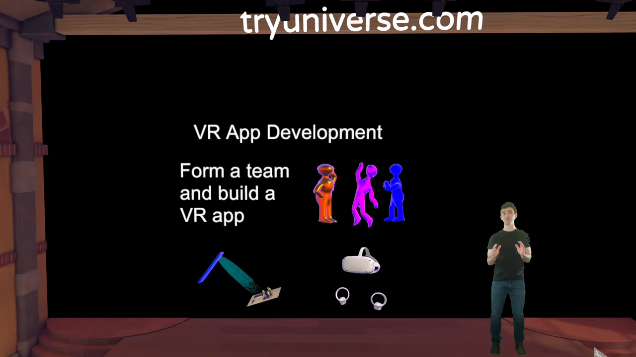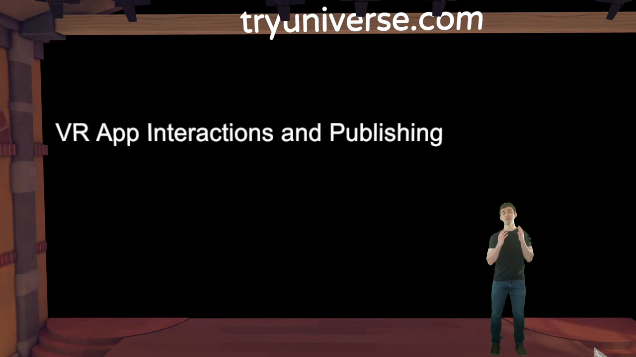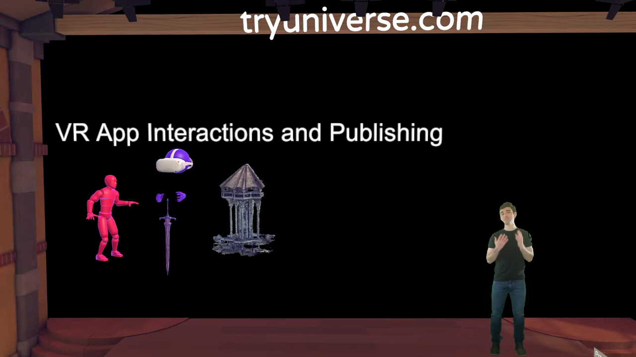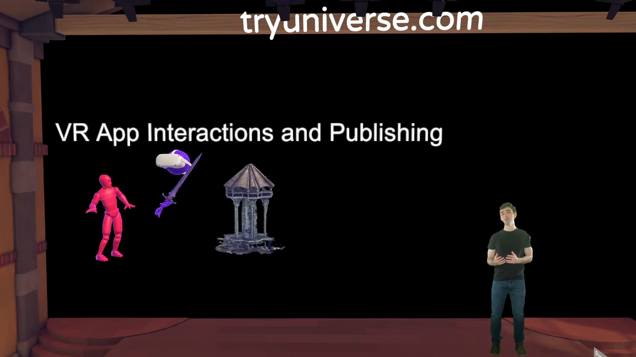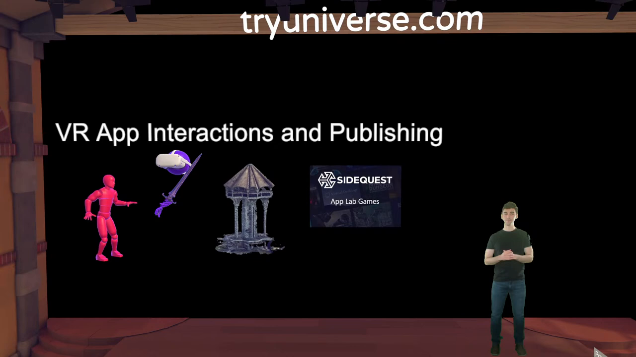The last course is our VR Interactions and Publishing course, where you learn how to program VR continuous movement, grab interactions, make photogrammetry models, and continue to build your VR app with your team. That course culminates with you publishing your VR app to the Oculus App Lab store and welcoming your first users and beginning growing. I'll talk more about our courses and what it means to learn virtual reality at the end.